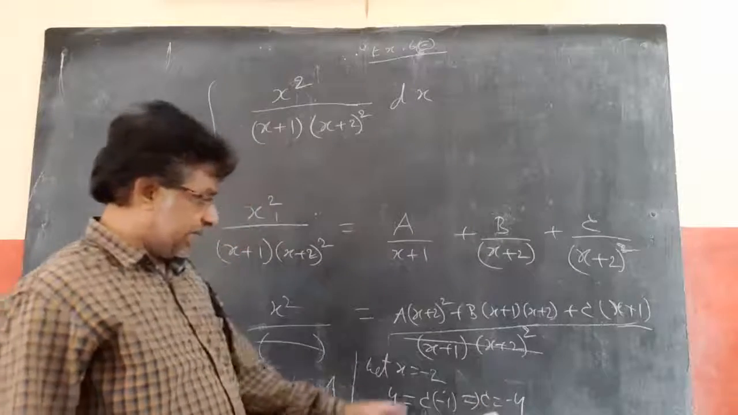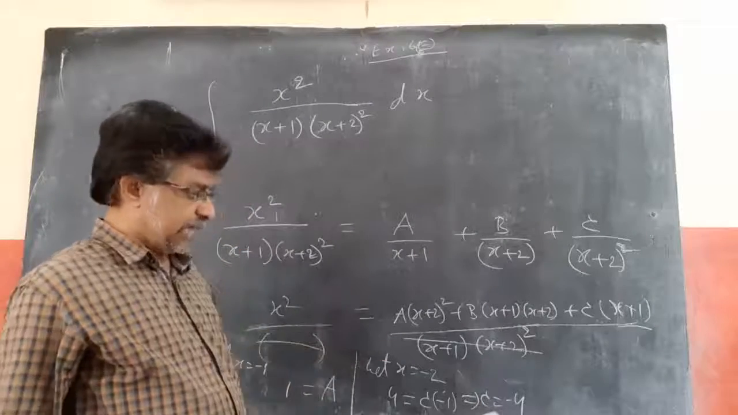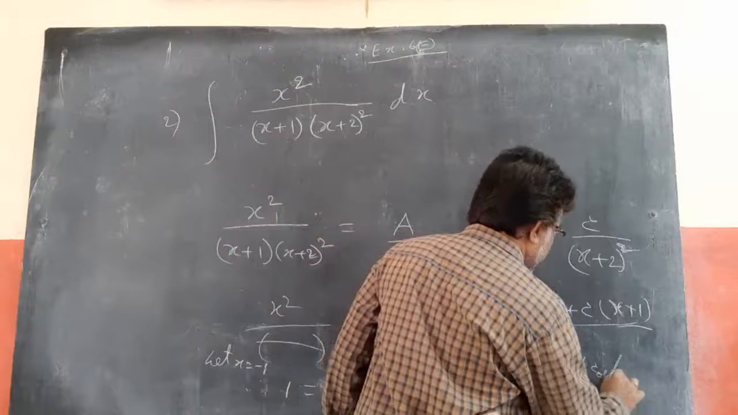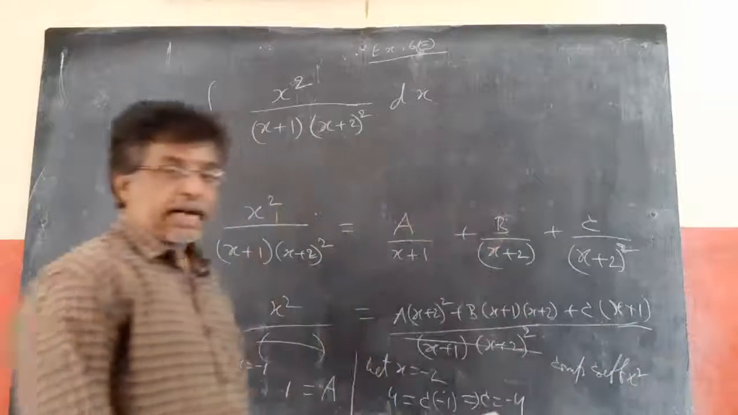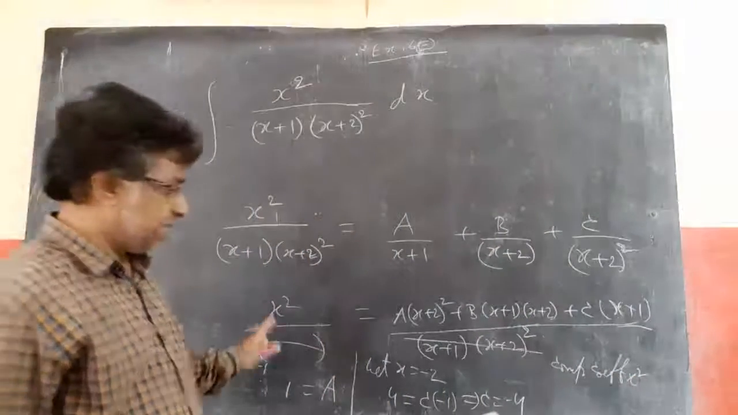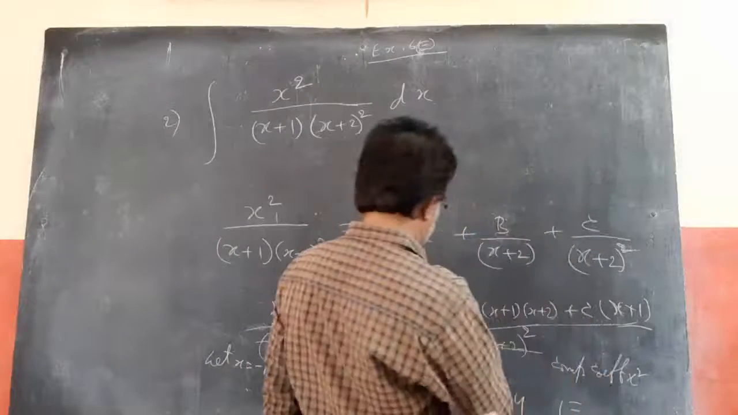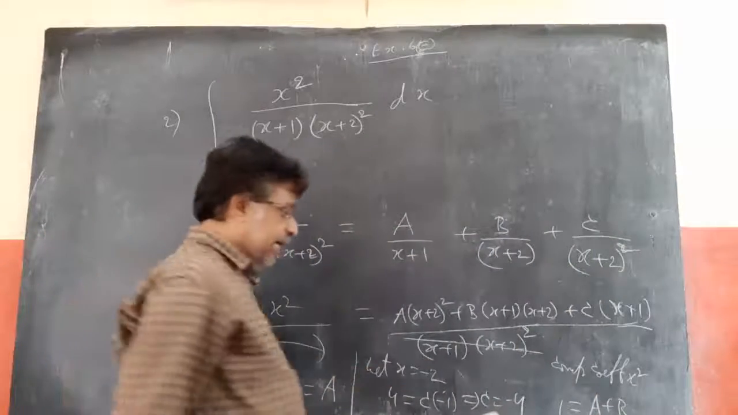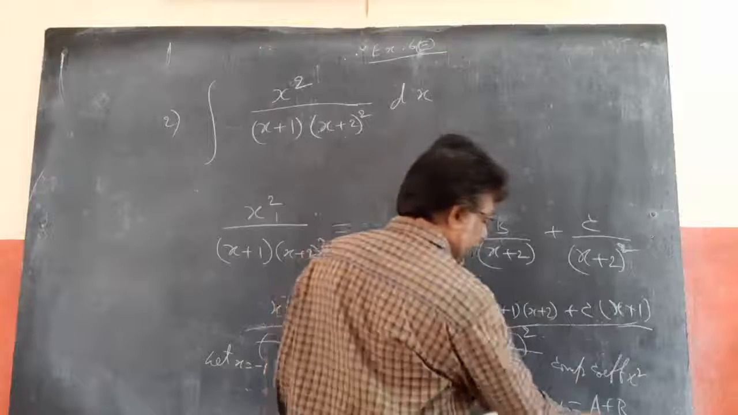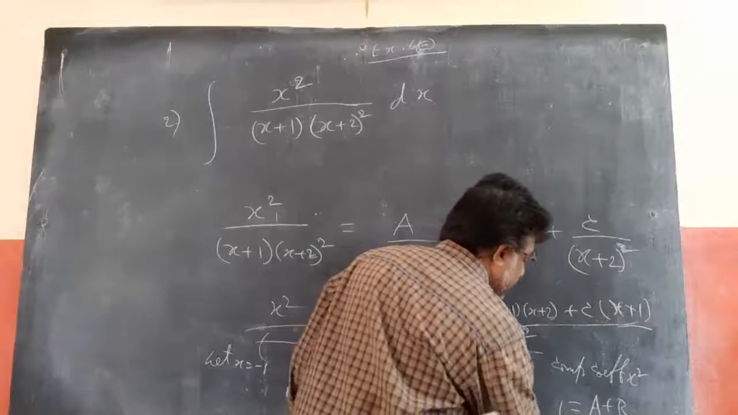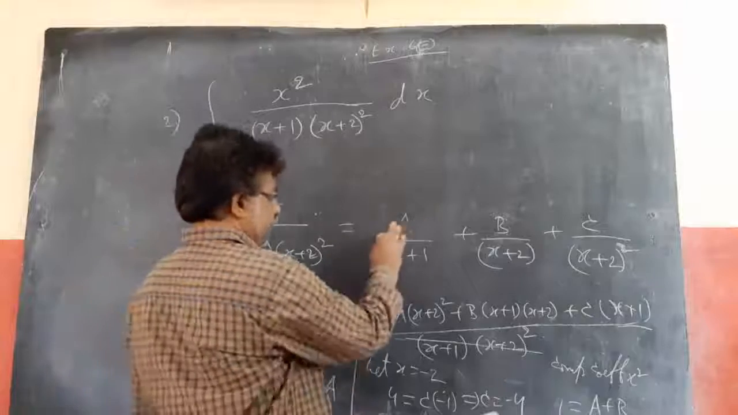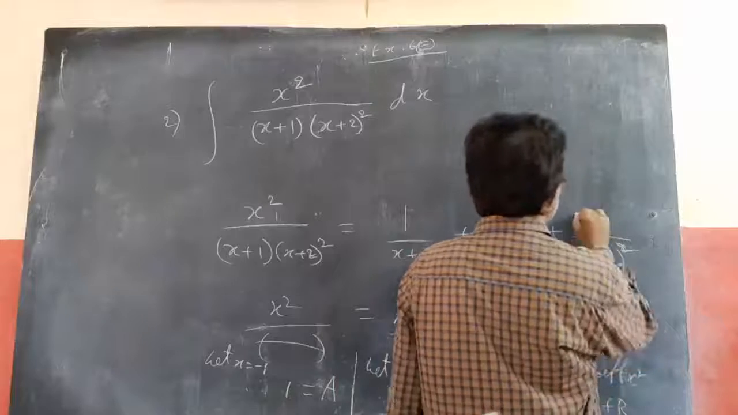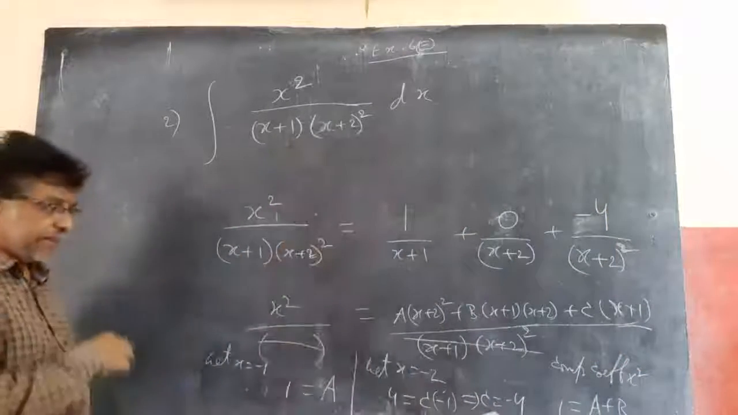I got a and c. Now if I take comparing quotient, I will get the b value. Comparing quotient of x square: 1 is equal to, on this side, a plus b. The a value I know already, so if I substitute there, I will get the b value. So 1, here the a value, if I substitute 1 minus 1, 0. So b is 0. So what I got: a is plus 1, b is 0, and c is minus 4. This is what I got, the a, b, c values.